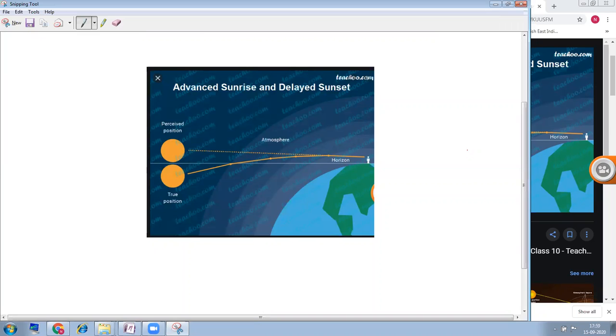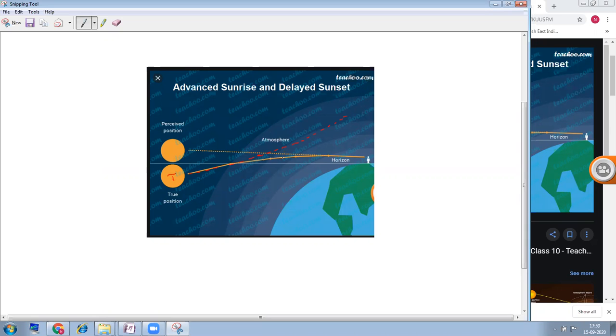Sir, during the sunrise, the sun is below the horizon. So the atmosphere causes the light rays to bend and we can see the sun, because it is entering from rarer to denser medium. See, this is the true position. If there is no atmosphere, the sunlight rays will go like this, the red line I am drawing. But because of the atmosphere, what will happen? It will bend like this.